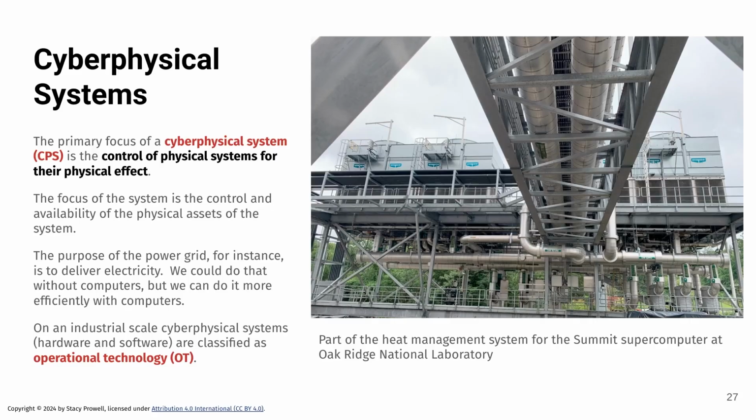The focus of the system is the control and availability of a physical asset of the system. The purpose of the power grid, for example, is to deliver electricity. Now, we could do that, and we did it for years without computer control. Okay? We could run this thing without computer control. We always run the whole thing, run the chillers, the whole nine yards. We could do that. But we can do a better job if we put some computing around it.